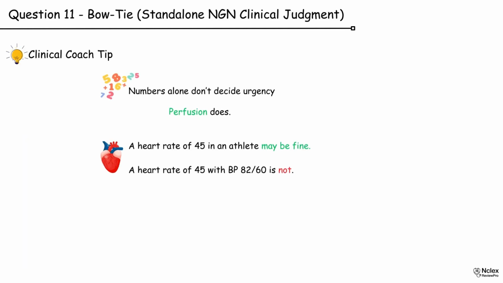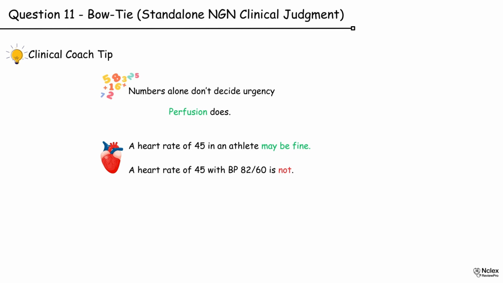Now here's the clinical coaching point. When you see a rhythm question, always ask one question first. Is the patient stable? A heart rate of 45 in a healthy athlete may be completely normal. A heart rate of 45 with blood pressure 82/60 is not. On the exam, stability determines urgency. Treat perfusion, not just the number. That is exactly how NCLEX expects you to approach bradycardia scenarios.